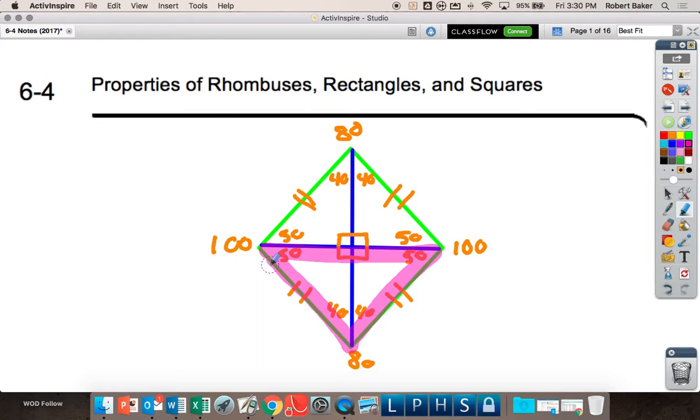So now, diamonds are created by two isosceles triangles. There's too many triangles. We also have this isosceles triangle right here. Cool. Seven, seven, base angles are equal. 40 plus 100 is 180.